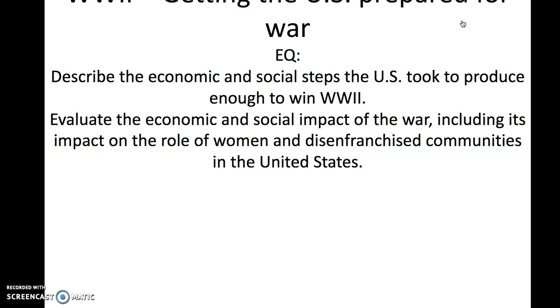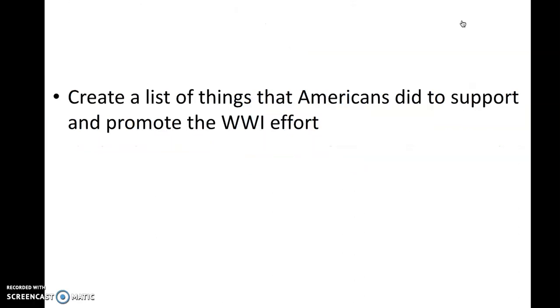So once that actually happens, we have to start figuring out how we're going to get the U.S. actually into and prepared for the war. This lesson is going to describe the economic and social steps that the U.S. took to produce enough to win the war, and then evaluate the economic and social impacts of the war, including its impact on the role of women and disenfranchised communities inside the United States. So we're looking at the economic steps, but also how this affected various social groups as a result of the war. Essentially, this is the home front section.